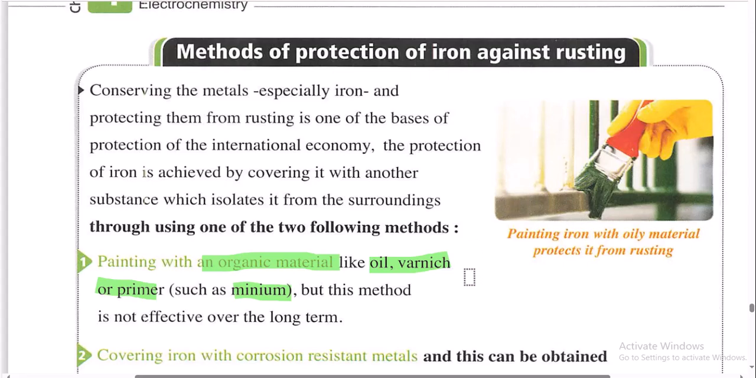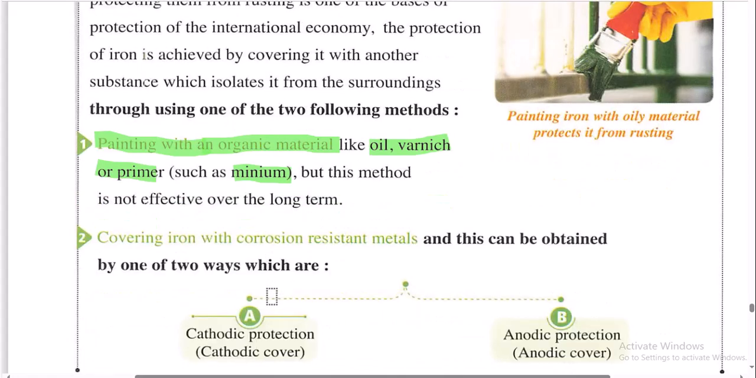But it is a way to protect the metal: painting the metal with an organic material like oil, varnish, primer, or minium. Okay, another way. The first way is to paint the surface of the metal with an organic material like oil, varnish, primer, like minium.